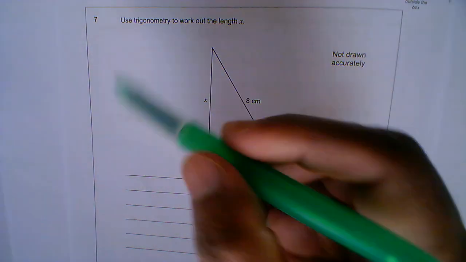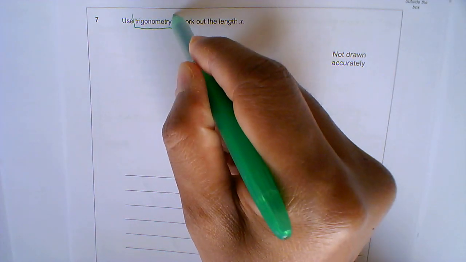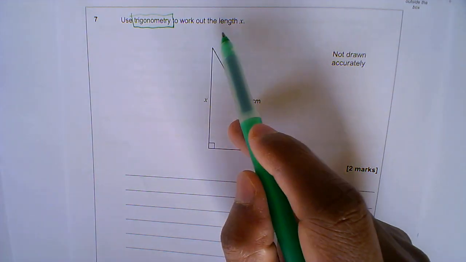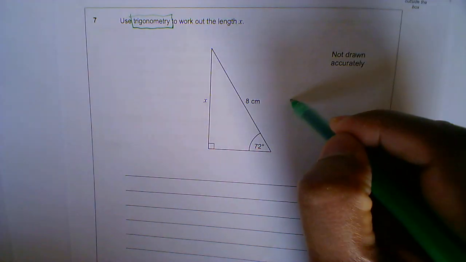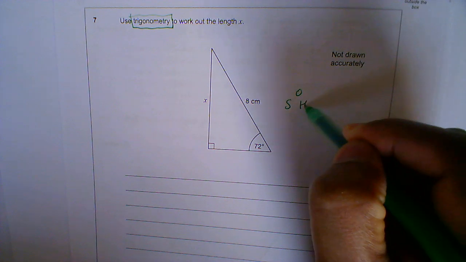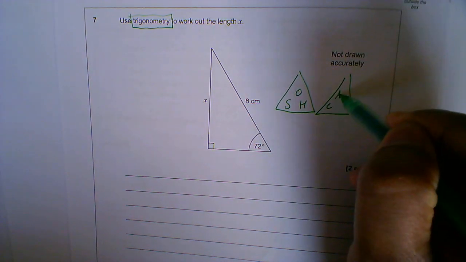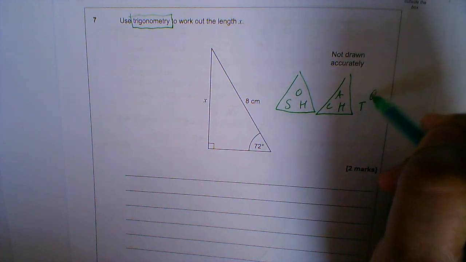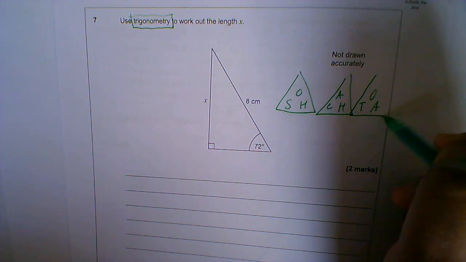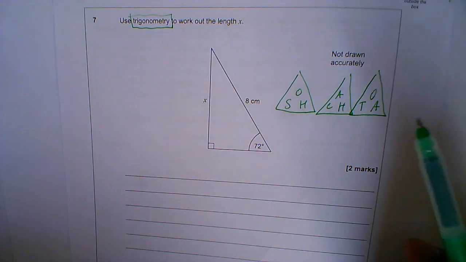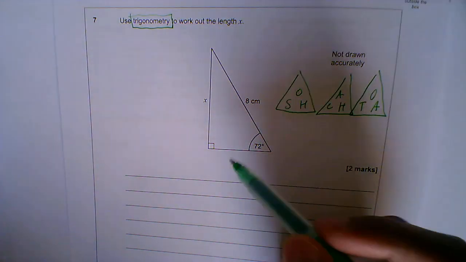Use trigonometry to work out the length. So trigonometry is SOHCAHTOA. So that phrase, SOHCAHTOA. And so first of all, I need to identify my sides.